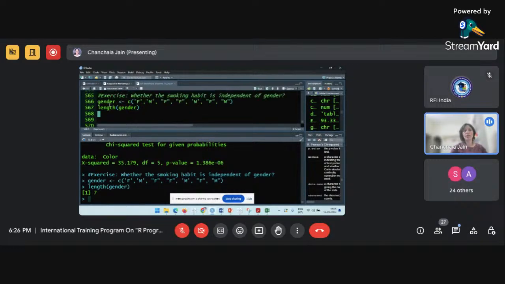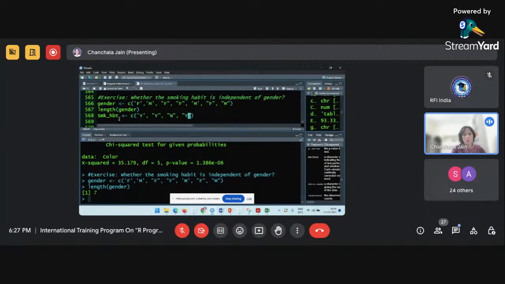So that way I need to create a second vector. The length should be 7, right? So that would be the smoking habit, right? So suppose it is coming as yes, yes, no, yes, no, no, and yes. 2, 4, 6, 7. Done?